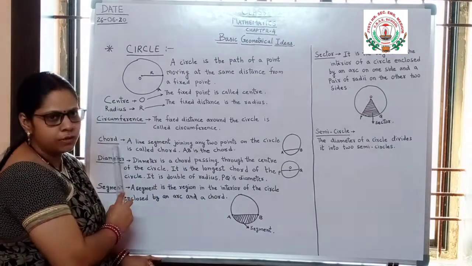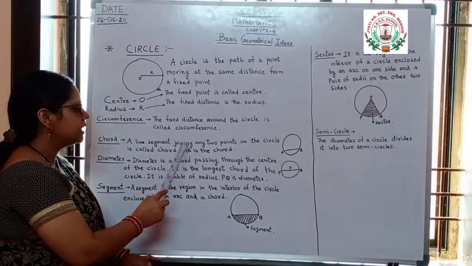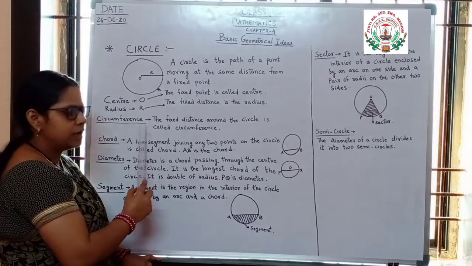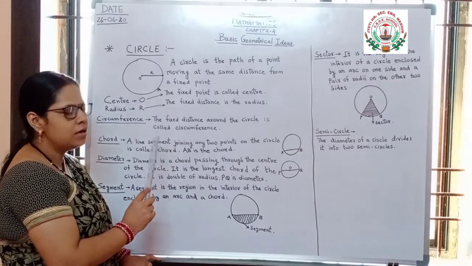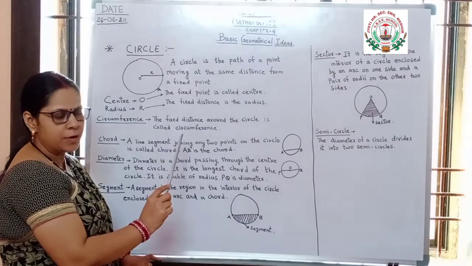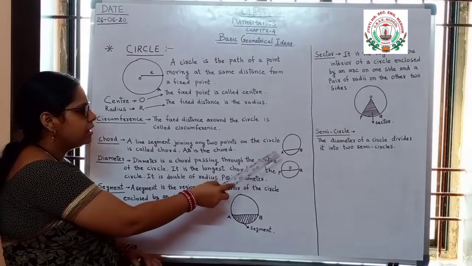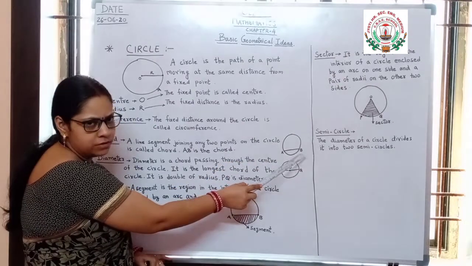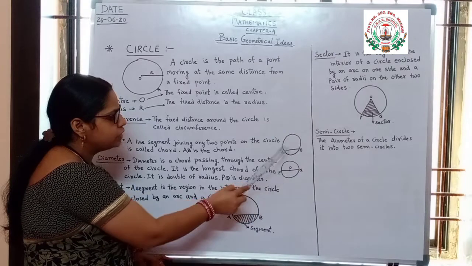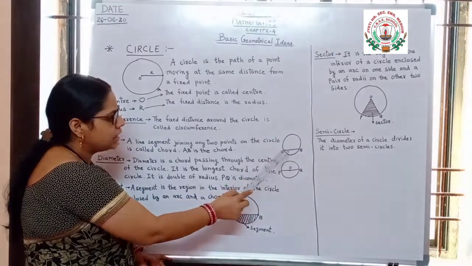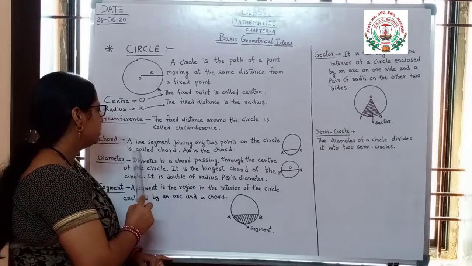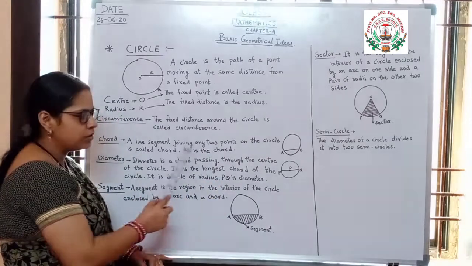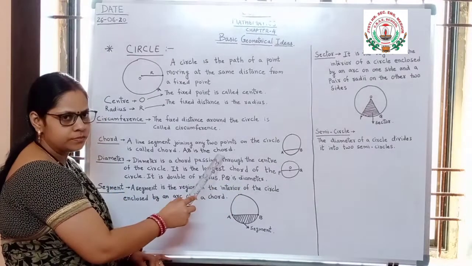Now the chord. What is this chord? A chord means a line segment joining any 2 points on the circle. Wherever you take any 2 points on the circle and join them, that line segment is called a chord. Like here I have drawn the figure, a circle. Take any 2 points on the circle, A and B, and join them. A line segment joining any 2 points on the circle is called a chord. Here AB is the chord.